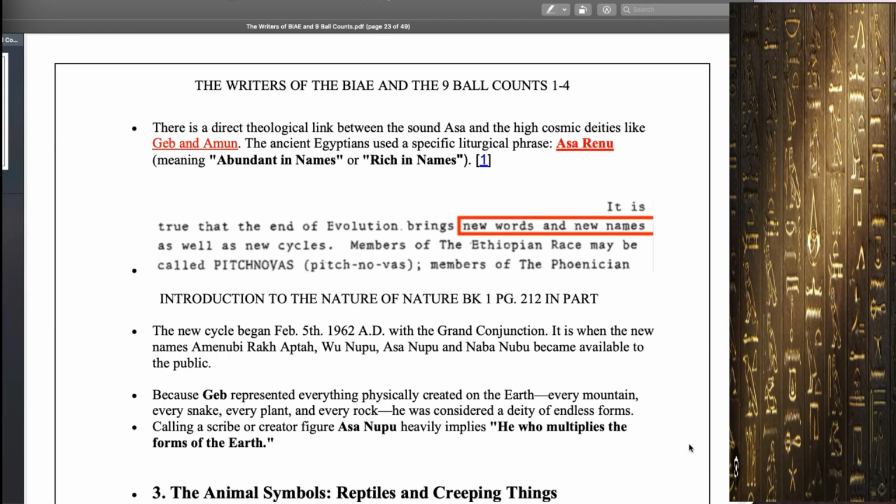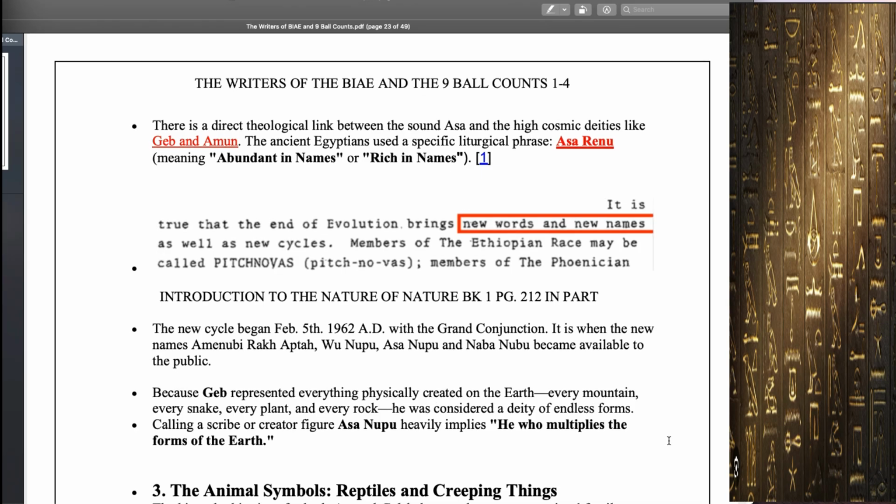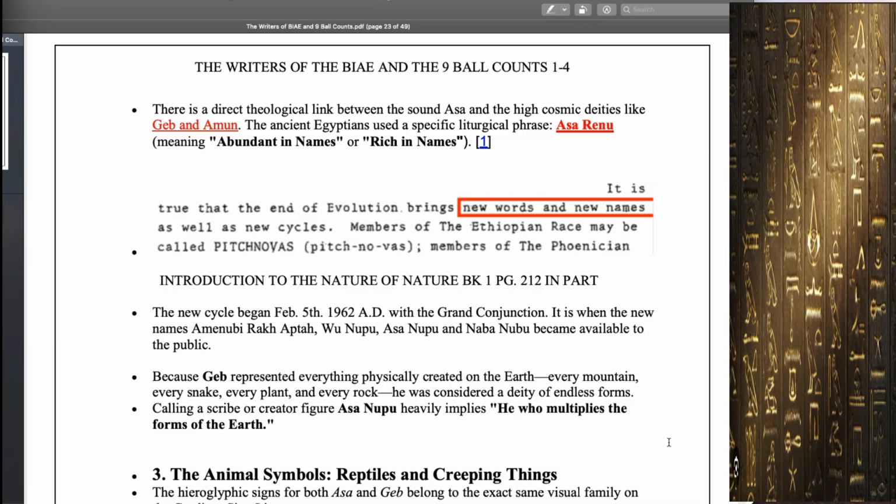Because Geb represented everything physically created on earth, every mountain, every snake, every plant, and every rock, he was considered a deity of endless forms, calling a scribe or creative figure. Asa Nupu, heaven, implies he who multiplies the forms of earth.